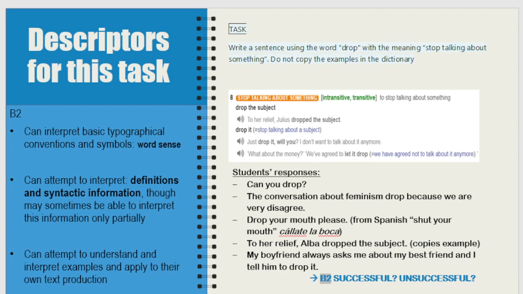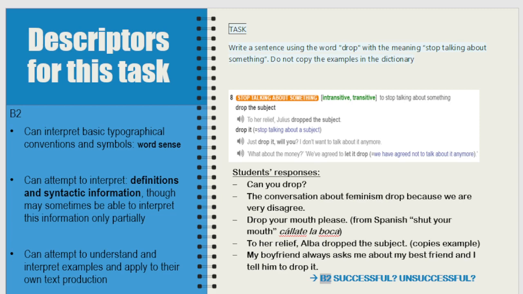At B2 level, students must interpret basic typographical conventions and symbols, in this case related to word sense. They should be able to attempt to interpret definitions and syntactic information, though sometimes they would not do this perfectly well. And they should be able to attempt to understand and interpret examples and apply these examples to their own text production. So what you can see here is the exact place where in the Longman Dictionary you can find this word sense for the word drop with the examples that are provided.